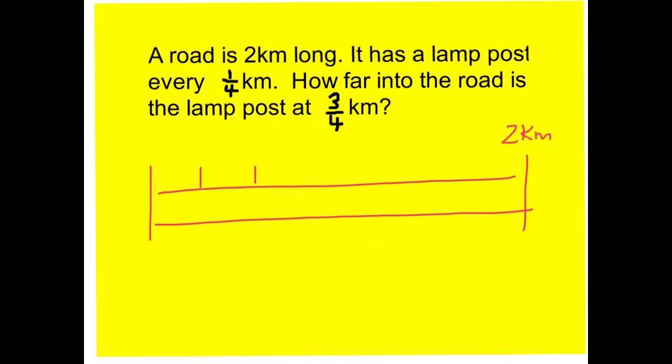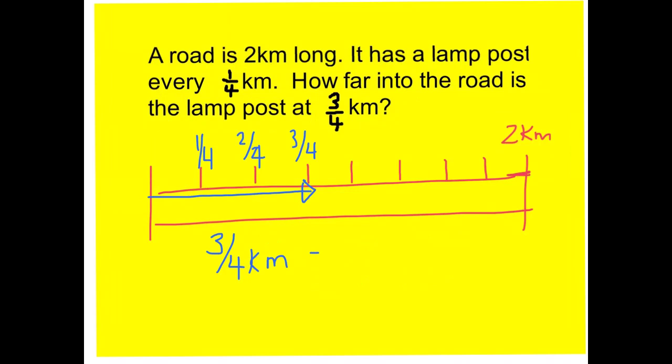1/4, a half, 3/4, 1 kilometre. 1 1/4, 1 1/2, 1 3/4, and to the end is 2 kilometres. The question asks, how far into the road is the lamppost at the 3/4 of a kilometre mark? So there's our 1/4, 2/4 of a kilometre, 3/4 of a kilometre. So this far into the road. So we have to convert 3/4 of a kilometre into metres.